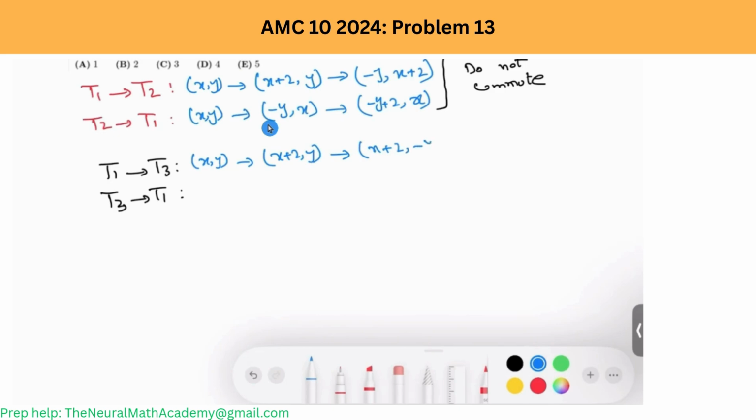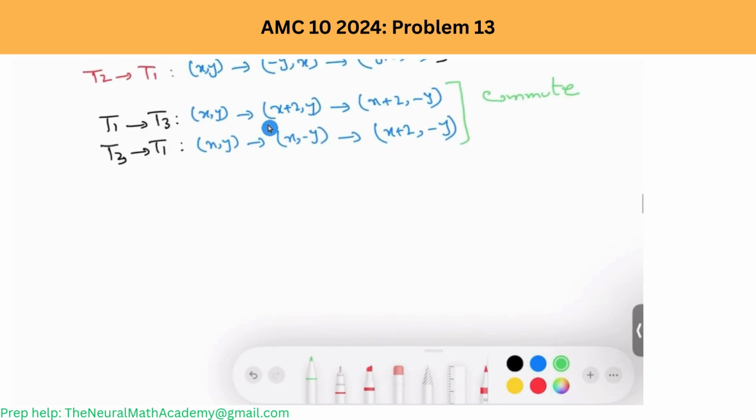2 minus y. And now if I apply T3 first, then I get x minus y. And now if I apply T1, I get the translation along the x-axis, and I get minus y. So in this case, if we see now, the result is the same, right? So we can say that they commute.